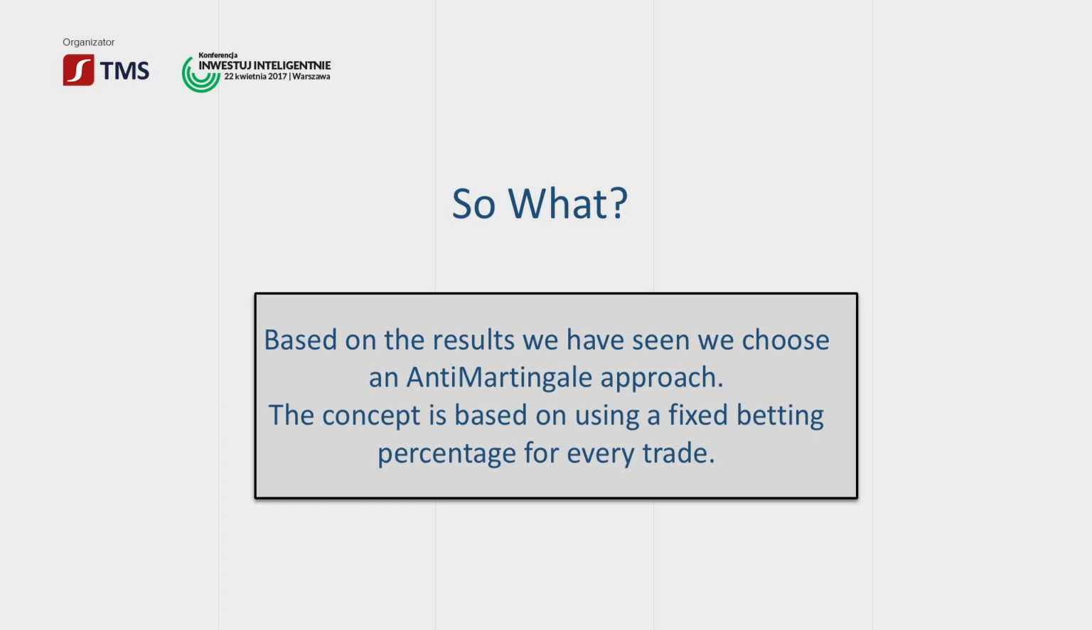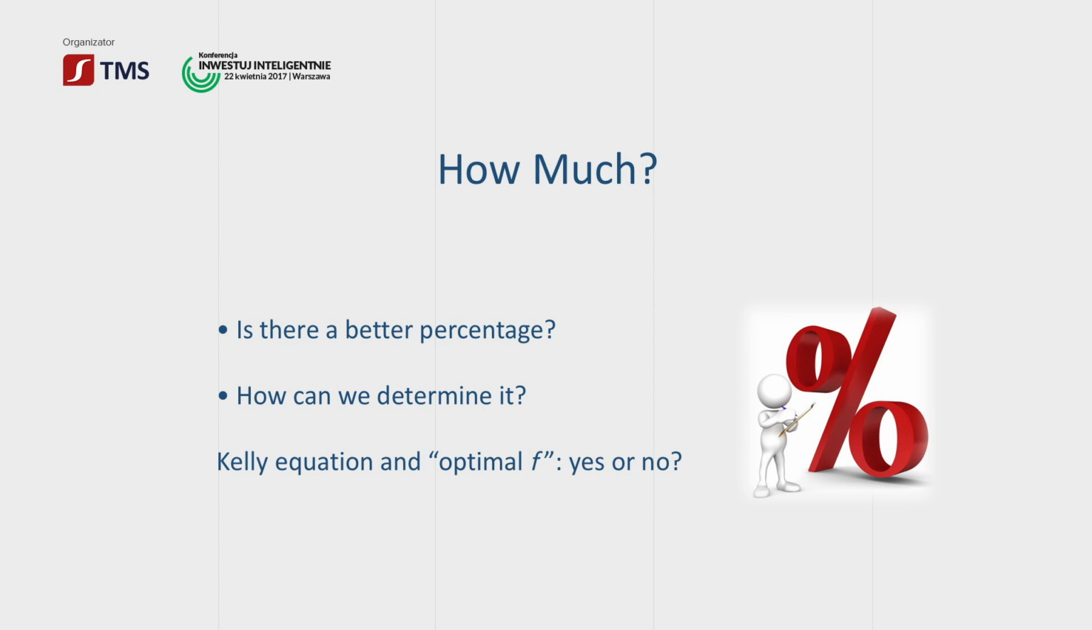Okay. So the question now is, okay, you said anti-martingale is better, with a fixed percentage, but how much? Is there a better percentage? And if there is, how can I determine it? Maybe you heard about the Kelly equation, optimal f. Are these the numbers? I don't know. Let's see. Kelly is a purely theoretical calculation.